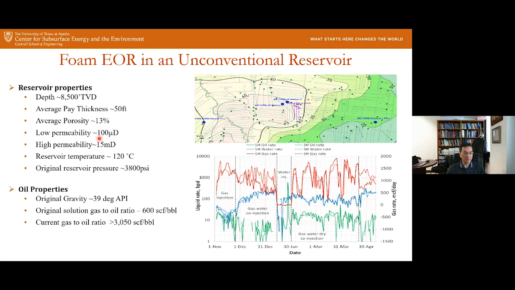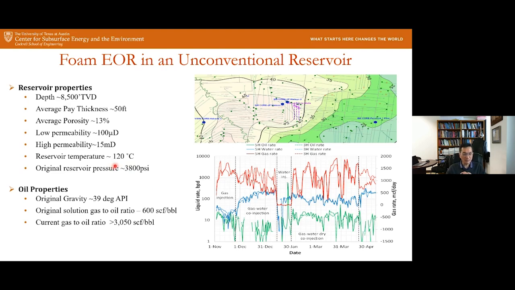So a little bit about this reservoir. You can see the low permeability is about 100 microdarcy, and there are some high permeability strips in the reservoir with the permeability up to 15 millidarcy. And look at this, 120 Celsius degree, because this is a very deep reservoir. So to go to the unconventional reservoir at this temperature, it is quite a challenge.